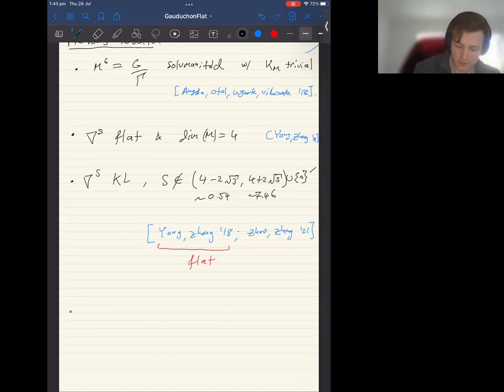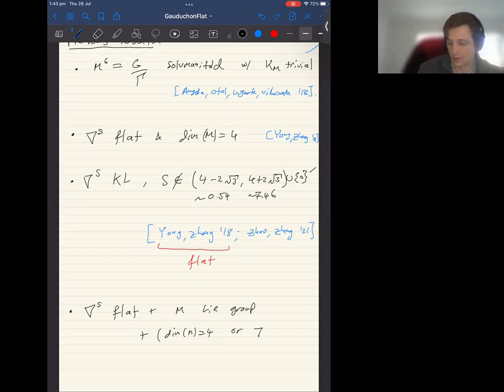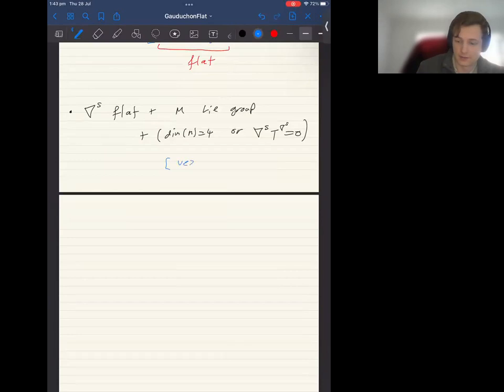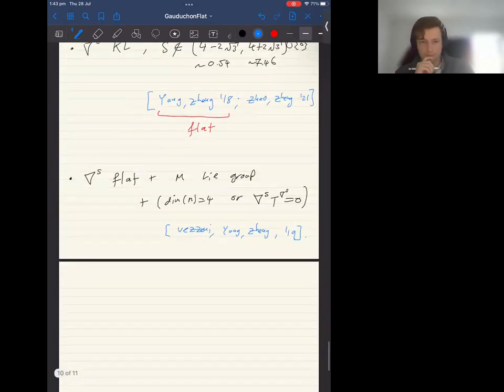Further to this, the same problem's been studied with some symmetry assumptions. So if you take nabla S flat and say M is a Lie group, not necessarily compact, and say the dimension of M is 4, or the torsion's parallel, then it holds again. This is done by Vezzoni, Yang, and Zheng in 2019.